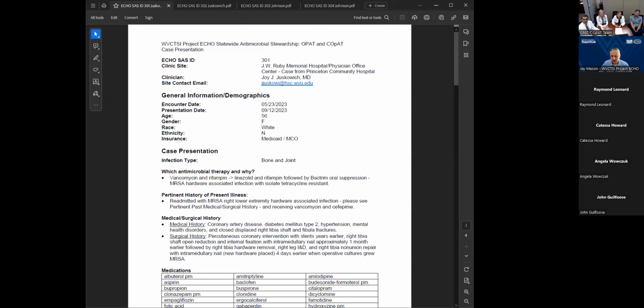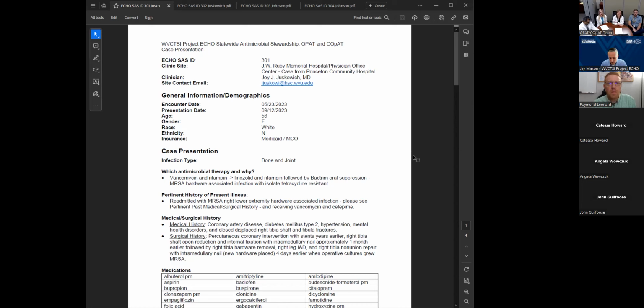So, I'm Joy, Medical Director again of our COpAT program. This case was taken from Princeton Community Hospital. We have an e-consult partnership with Princeton, so I wanted to share a case from our experience. This is a 56-year-old female. The infection type is a bone and joint infection, and she actually had an MRSA right lower extremity hardware associated infection.